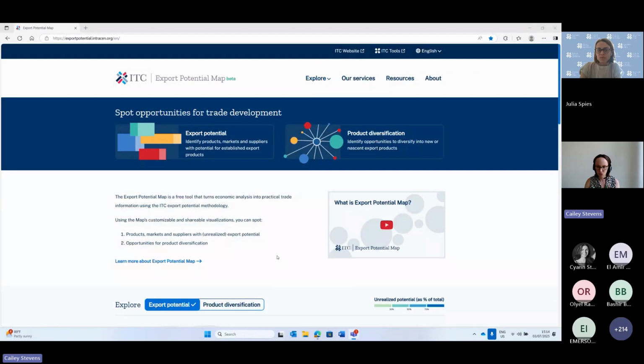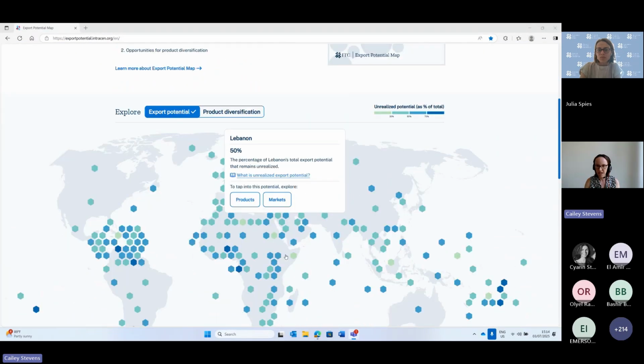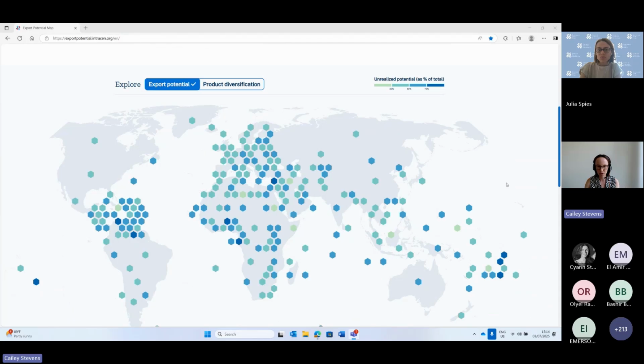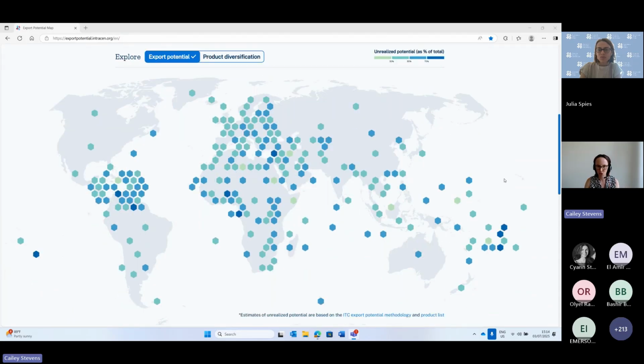Now, as we scroll down, we're going to see another new feature of Export Potential Map, which is this interactive map on the home page. And we can look at export potential or product diversification. So for export potential, for example, we can hover over Fiji and see that 54% of Fiji's total export potential remains unrealized. And we may want to know how we can tap into that unrealized potential. So we can click on Explore Products or Explore Markets to see where that unrealized potential is.